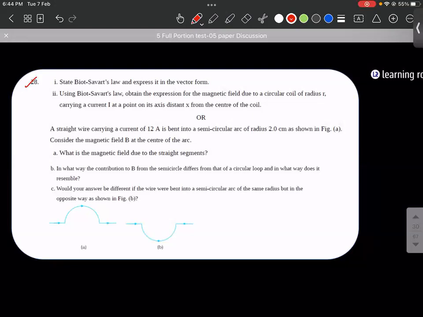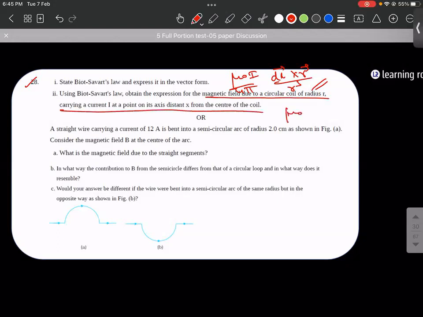28. State Biot-Savart law and express it in the vector form. In the vector form, I'll write mu naught by 4 pi, I into dl vector cross r vector divided by r cube. Using Biot-Savart law, obtain the expression for the magnetic field due to a circular coil on the axis: mu naught I a square divided by 2 into a square plus x square the whole power 3 by 2. You can go through the videos for the derivation part. Next.